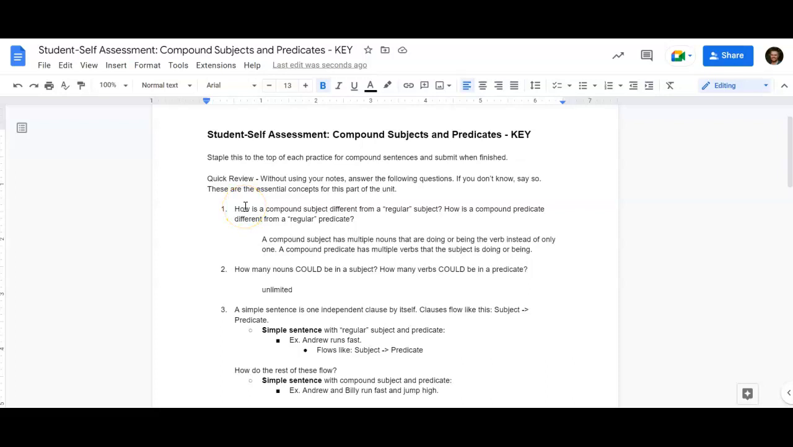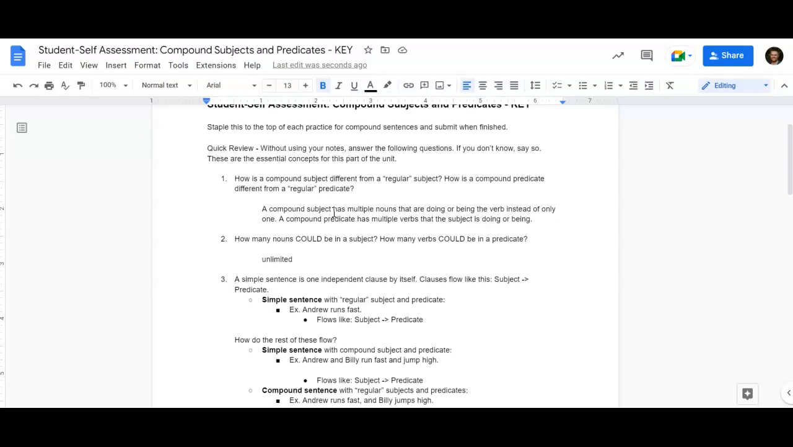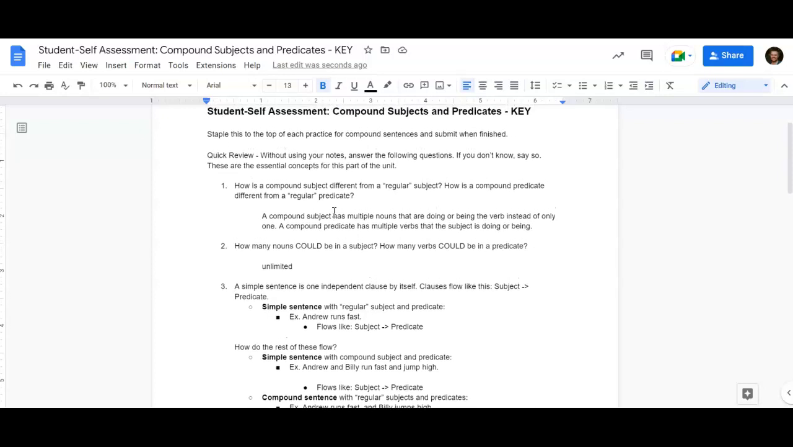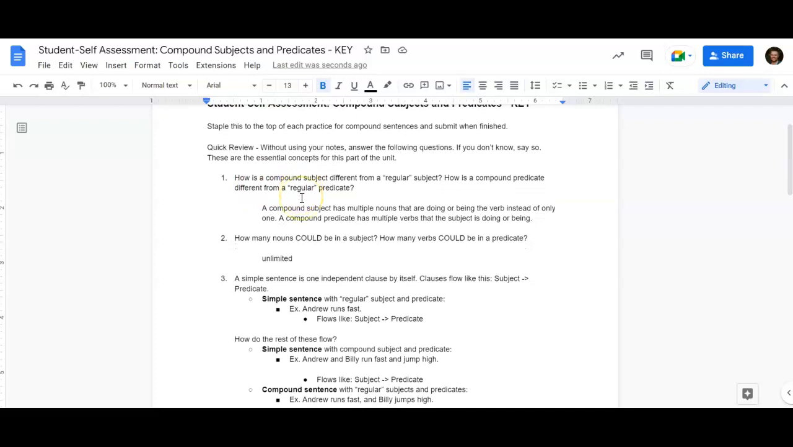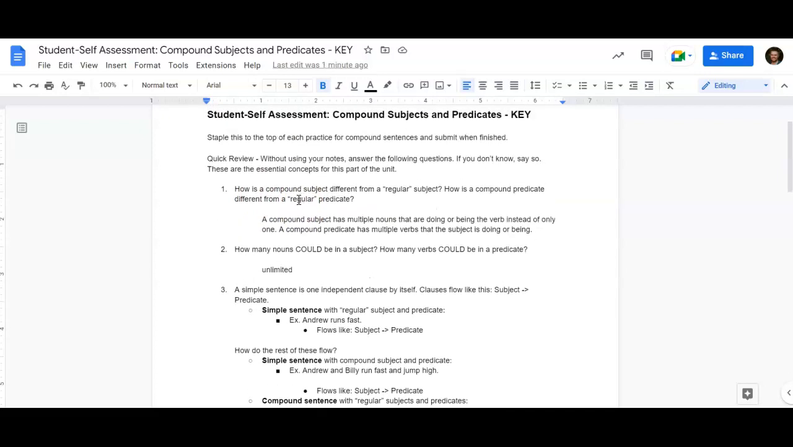Hey everyone, just doing a quick check-in based on your self-assessments from Friday on compound subjects and predicates. There were a couple of trends I noticed for misconceptions that I wanted to check in with you guys on. If you take a quick look at number one for your self-assessment, it asks you how a compound subject is different from a regular subject and how a compound predicate is different from a regular predicate.